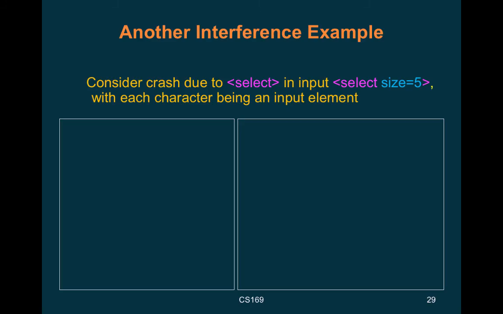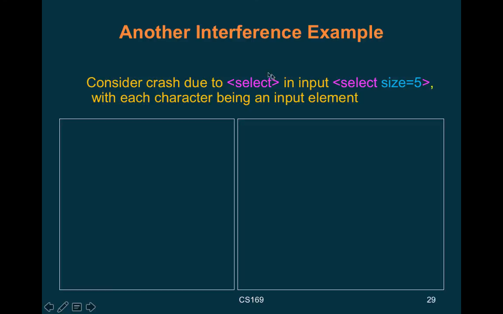Okay, let's look at another example of how this works. This is very similar to the motivating example with a web page that crashed Firefox that we had before. So here the initial input is this shown here on the right side, where select size equal 5, and this is going to crash because it's a select element that does not have a terminating tag.